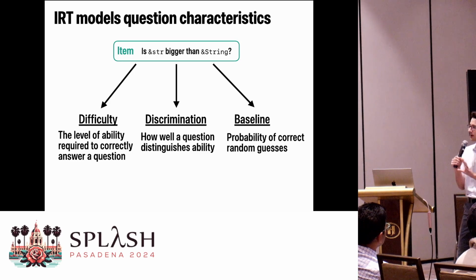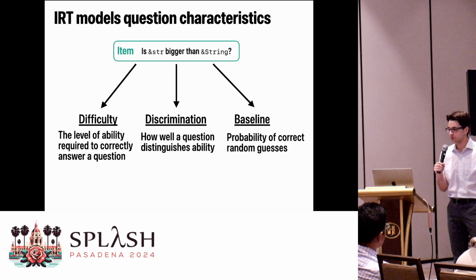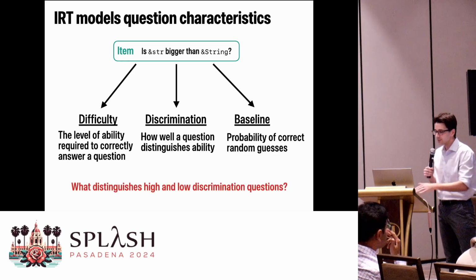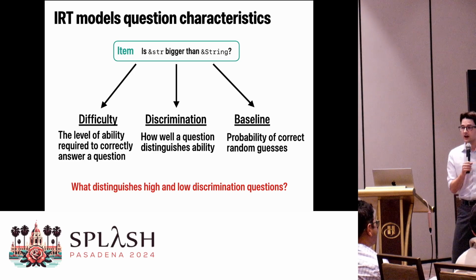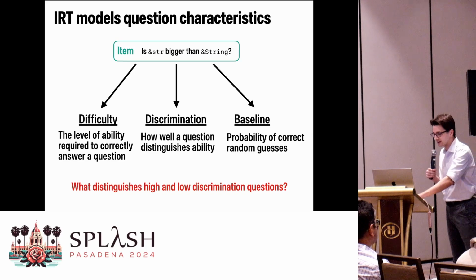So the simplest model of discrimination is the correlation between how people answer a given question and how well they do on the entire corpus of questions. The idea is that if that correlation is high, then correctly answering a question says something more meaningful about your overall ability. So we asked, what distinguishes high and low discrimination questions in our data set? Using this simple correlation model, we found one interesting result that I'll share now.